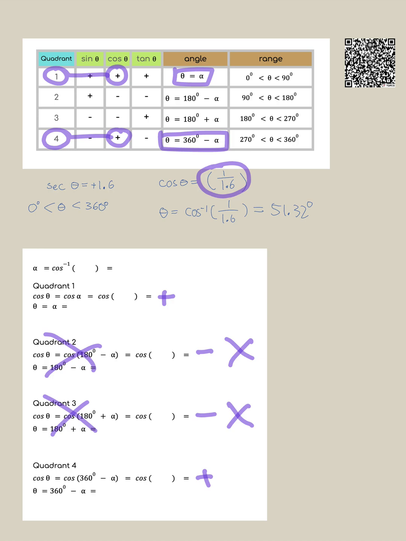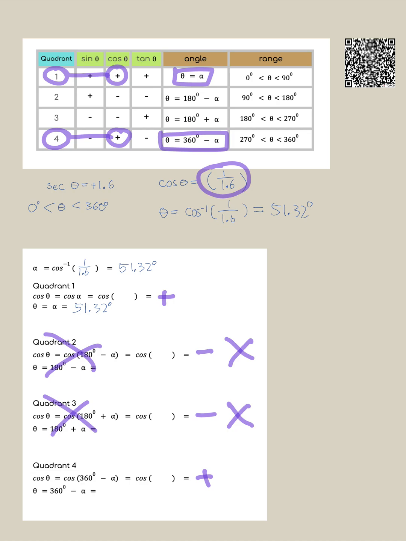Next, the first thing we do here is to find the cosine inverse of 1 over 1.6, and we call this angle alpha, which is 51.32 degrees, and that is our first answer, which we already did. Theta equals alpha, which is 51.32 degrees. How about the other angle? The other angle is in quadrant 4.